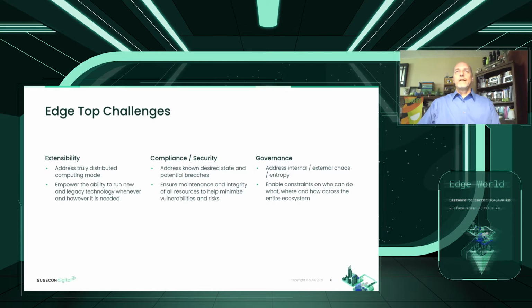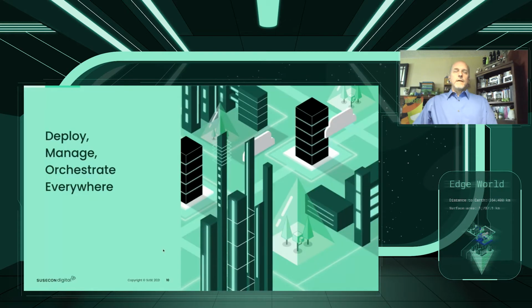Finally, the last aspect is governance. Again, across an organization, you need to think about how all of those people, both internal and external ones, can access these devices in the way that they need to, for the reasons they need to, and only for the aspects that they really need to. Really, who can do what, where, and when, and how across that entire ecosystem. So those are the three top challenges. And as I go through the various layers below, I'll address each one of these categories. So let's start down the path and talk about how you deploy, manage, and orchestrate these workloads everywhere.